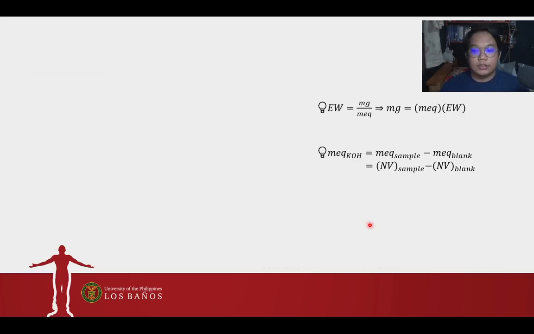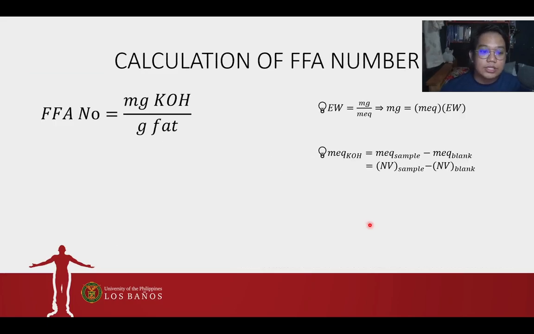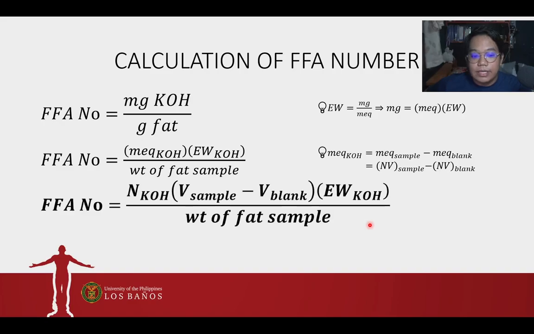Okay? So, for the calculation part, this is the FFA number. The unit used here is the milligram of potassium hydroxide per gram fat. So, basically, the formula used for FFA number is equal to the normality of KOH. So, ito yung normality based from the standardization. Multiply to the difference of volume of sample and blank. Then, multiply to the equivalent weight of KOH. All over the weight of the fat sample in grams.